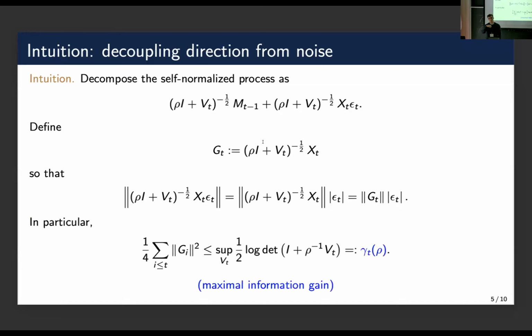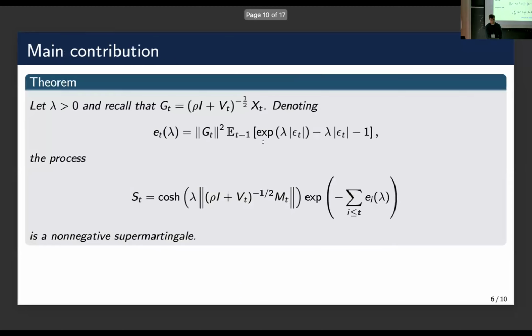Okay, and for those of you familiar with the literature, I would like to mention that the sum of the squares of the norms of g_i's is upper bounded by 4 times the maximal information gain. And that's where the connection of our work with previous or related literature comes from.